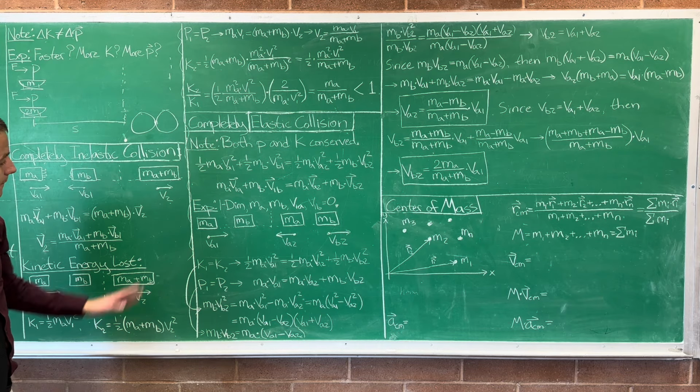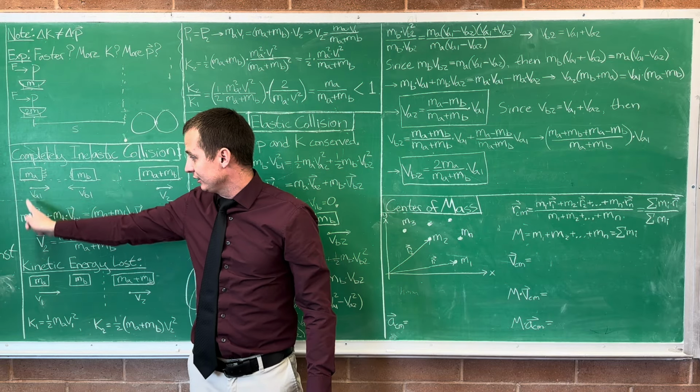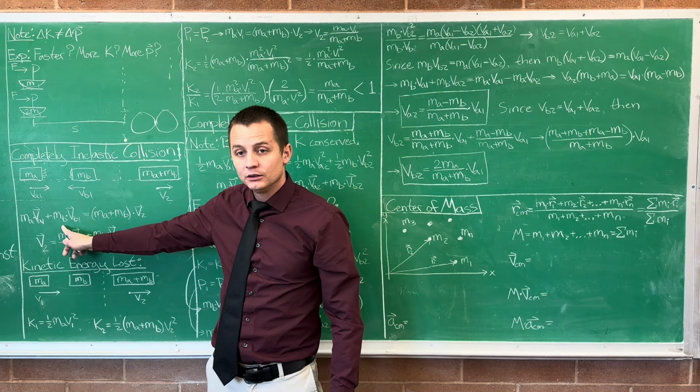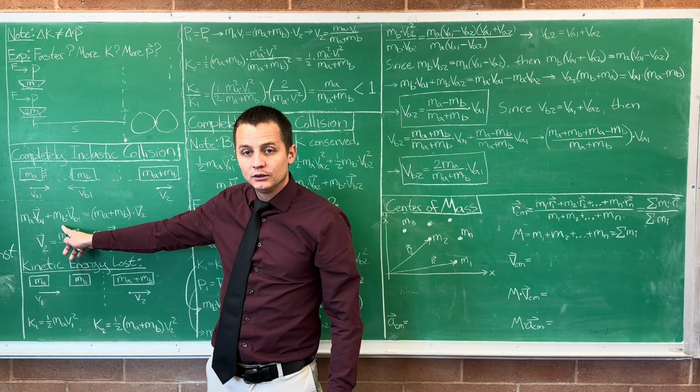Okay, so here we are, back to the scenario. So here's the momentum of this object, mass times its velocity. Here's the momentum of this object. Here's the momentum of this object. The momentum we had before the collision has to be equal to the momentum we have after the collision. So the sum of those two momentums has to equal that momentum.